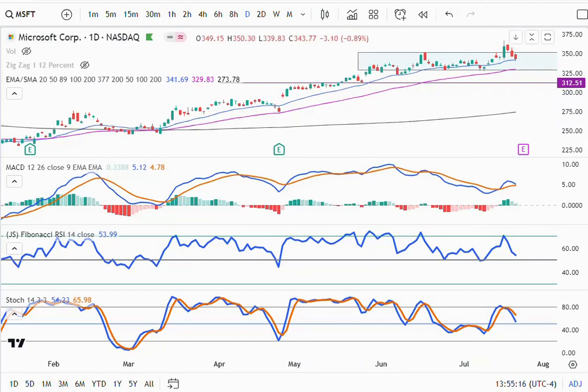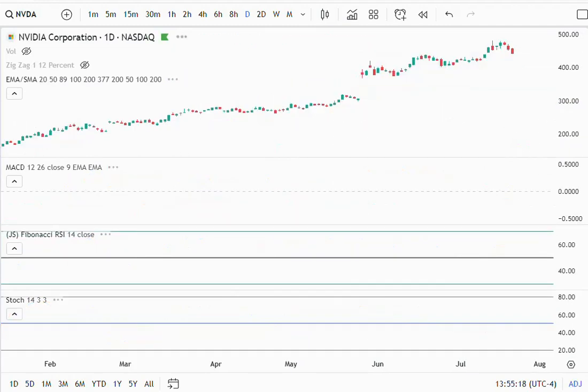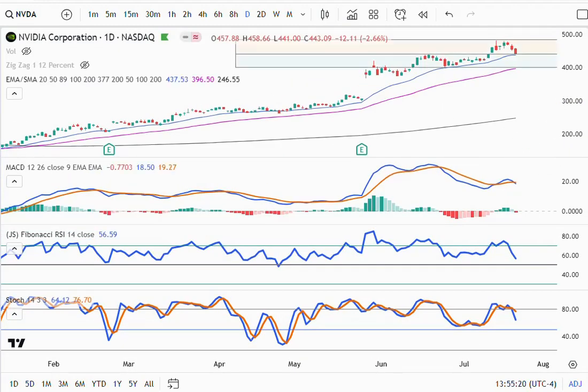So let's look at Nvda next. So here's Nvda. Since rising to this level, which is around 480, Nvda has been pulling back. This is the previous breakout level right here. You can see that the 20 EMA is also at this level.